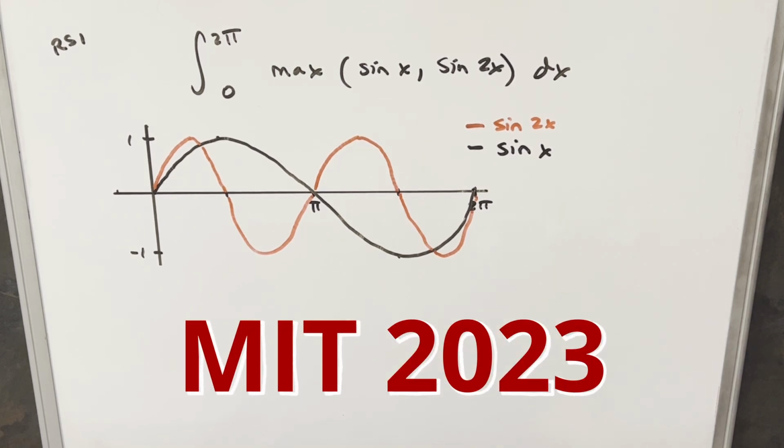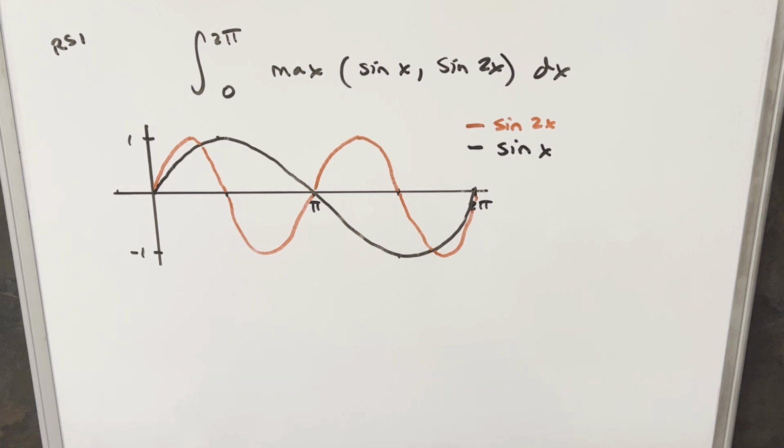Hey, we have here today on the board another integral from the MIT Integration Bee. This was from 2023, regular season, problem number 1. We have the integral from 0 to 2 pi of the max of sine x and sine 2x dx. I thought this was pretty interesting, not too difficult.